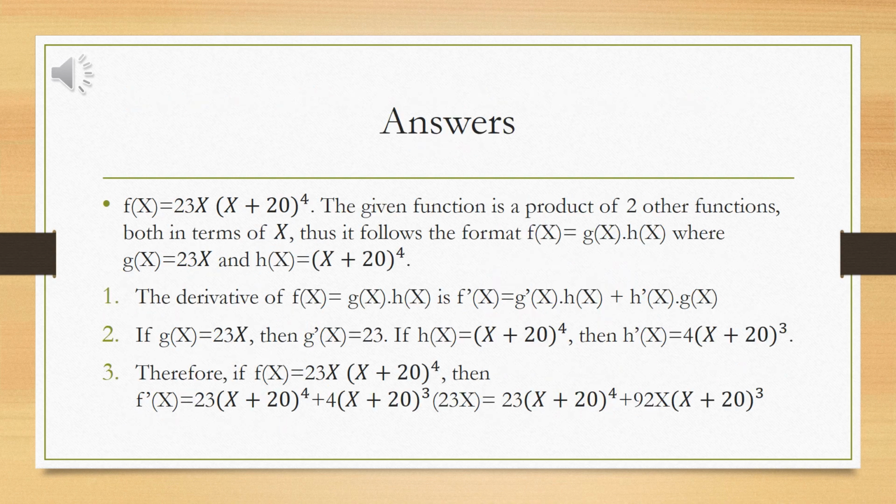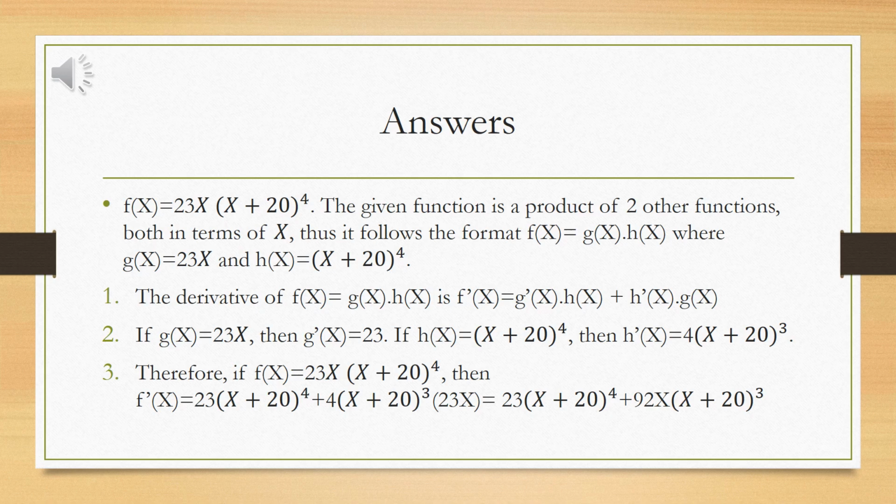F of x equals 23x times x plus 20 to the power 4. The given function is a product of two other functions, both in terms of x. Thus, it follows the format f of x equals g of x times h of x, where g of x is 23x and h of x is x plus 20 to the 4.